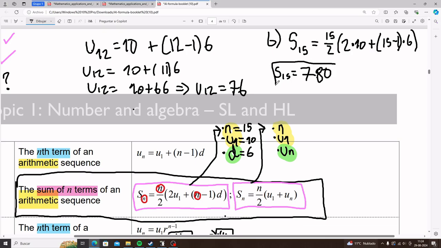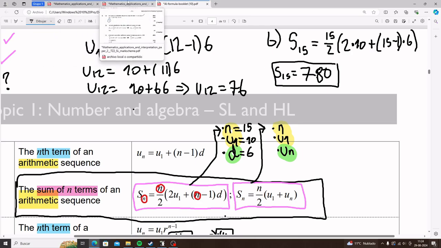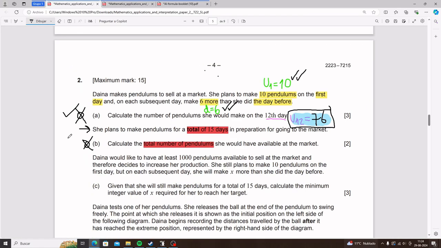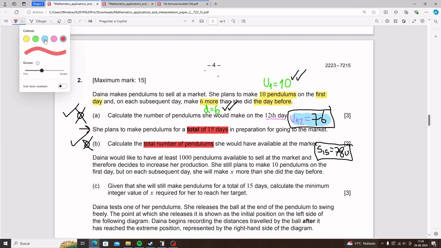So that means after 15 days, Dinah has created 780 pendulums. That is a lot of work. There's the method point for using the arithmetic sequences sum formula. All right, cool. So that's for part B. For part B, we can write that S of 15 ended up being 780. Let me put it in blue so that we recall that this was the answer.